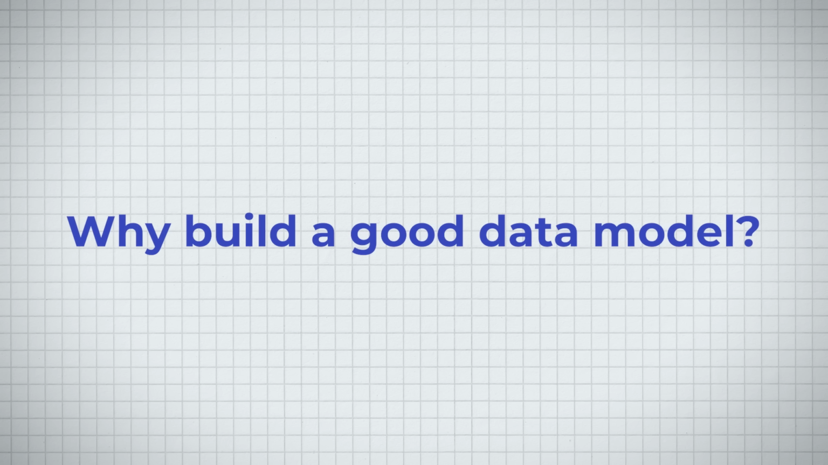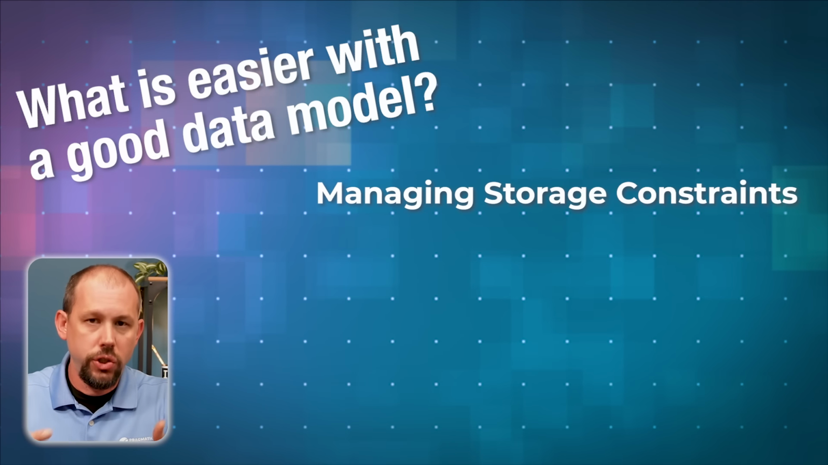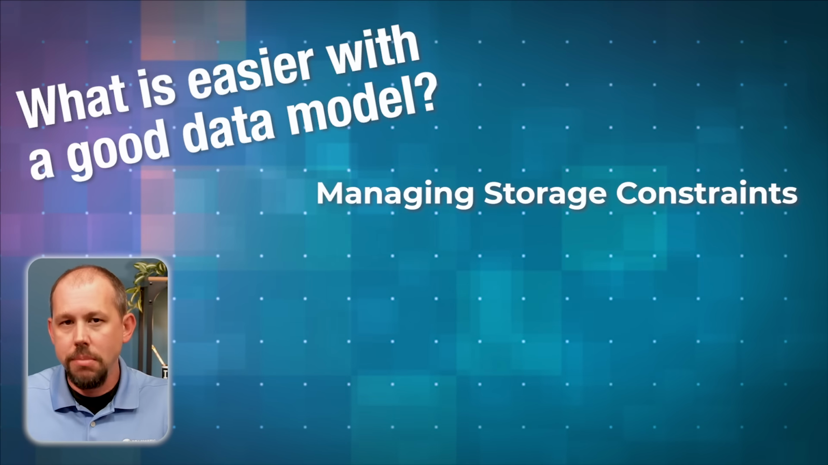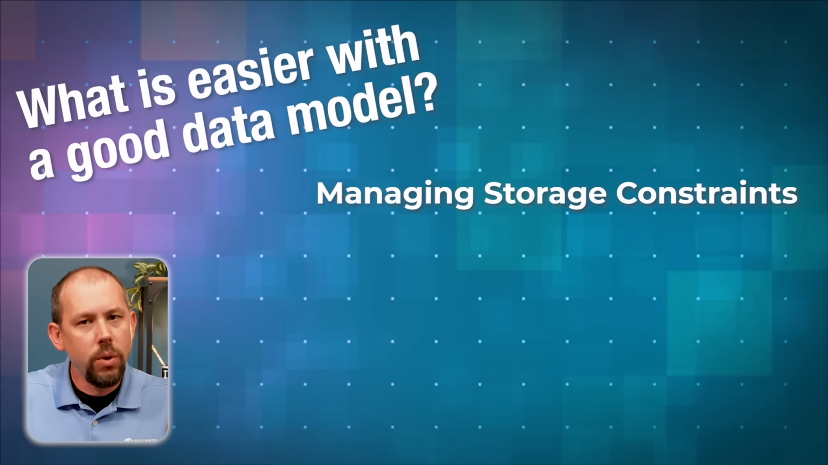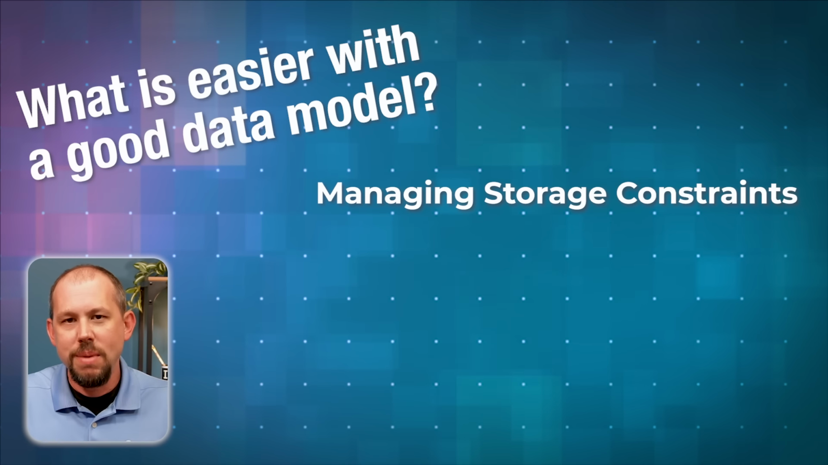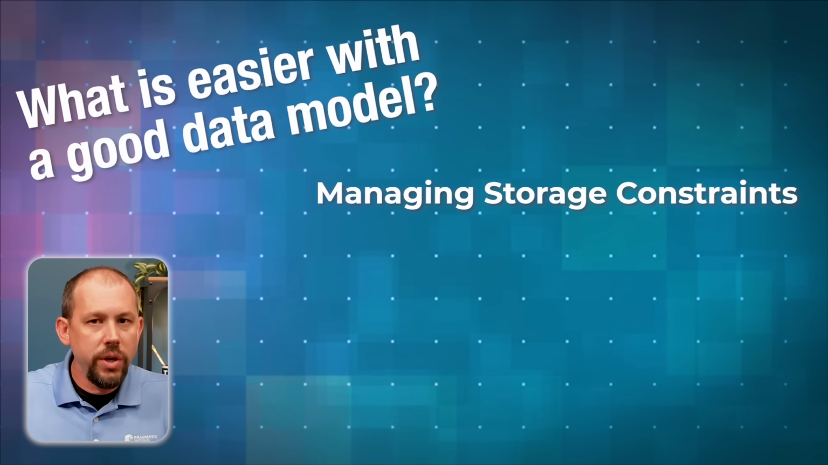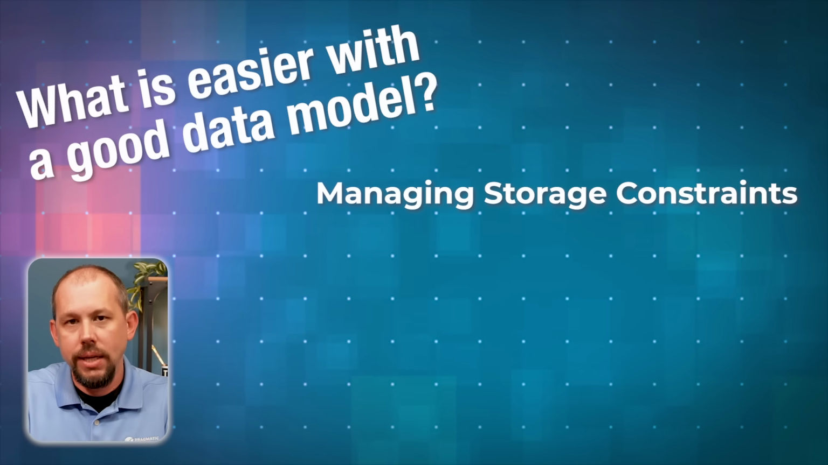Other than some of the things we've already talked about, what's easier with a good data model? I love this question because it's very easy to answer. If you have a really good data model, managing storage constraints is easier, so you're not overloading your data model and running out of space, because we are limited. If you really understand Power BI and the way it stores data in the background, we're limited with how much data we can get into Power BI. So we want to build out the star schema so that we reduce some redundancy in the model and can store more data in it.